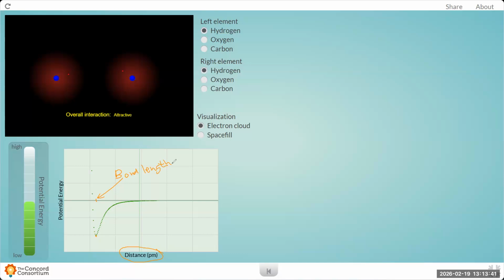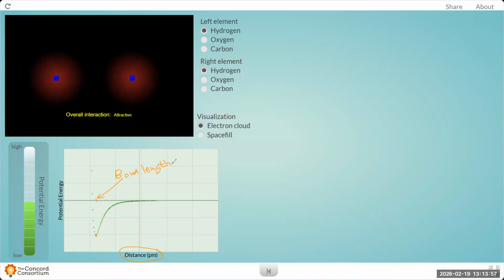Okay. You don't have the numbers here, but if you have the numbers, that is your bond length. Not only that, there's another piece of information that we can get from this. That is the bond strength. How do we get the bond strength?